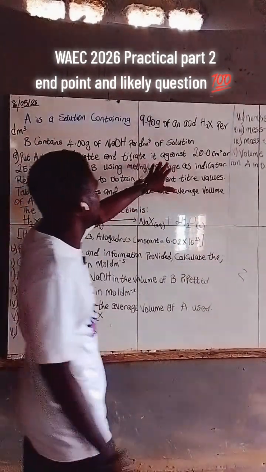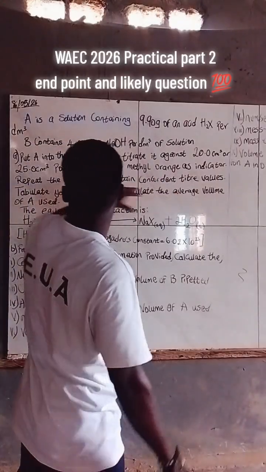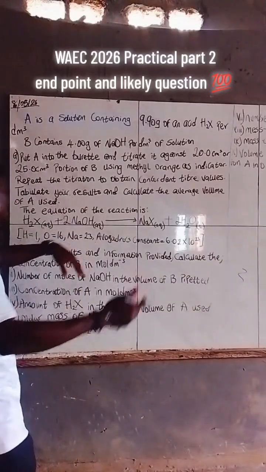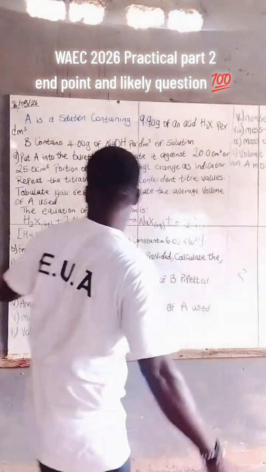Put it into a burette and titrate against 20 cm or 25 cm cubed portion of B using methyl orange as indicator. Repeat the addition to obtain concordant titer values. Tabulate your readings and calculate the average volume of acid used, which is what we have done already. And let's go to the first.